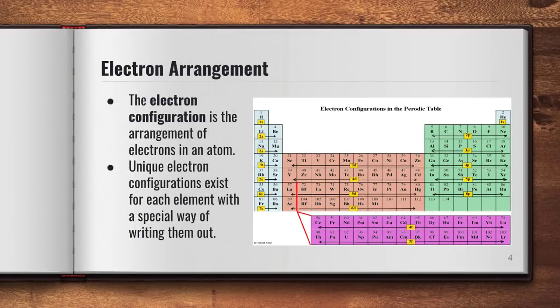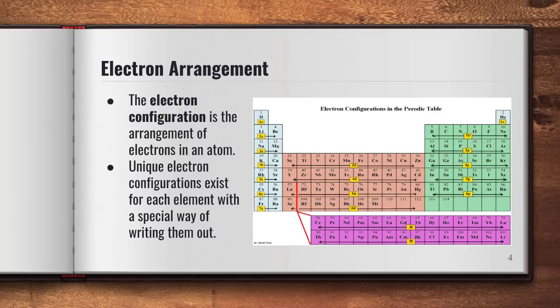If you remember from our last video, we talked about 4 different quantum numbers, and those quantum numbers identify the specific locations in which electrons are located. Well, what's fortunate is that the periodic table is set up in a way where we can determine where those electrons are going to be located based on the element's location on the periodic table.